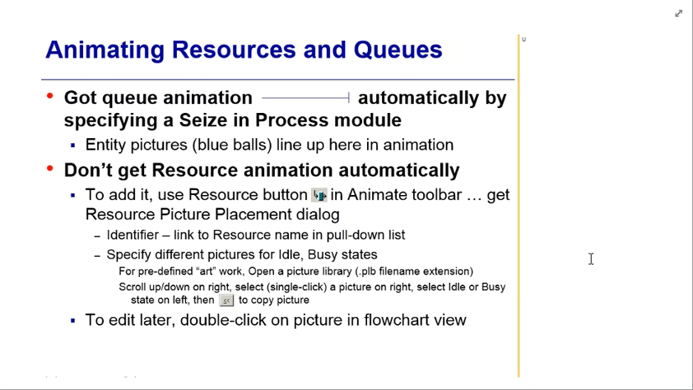Resource animation doesn't come automatically with Arena. You can do that by plugging in a picture of some sort. We're somewhat limited with the student edition as to what we can do with that, but you can do some things, and you can show the picture in a couple different states. So you can show it in an idle state. Typically, you'd show it in an idle state and a busy state, and you change that picture to reflect that. So again, useful when you're doing a simulation. Again, it just gives you a graphical look at what's actually happening within the simulation.